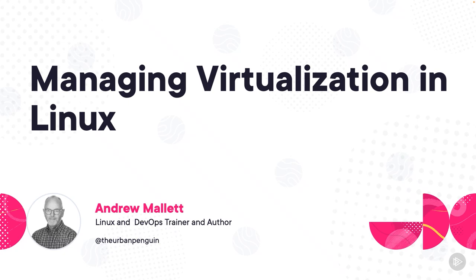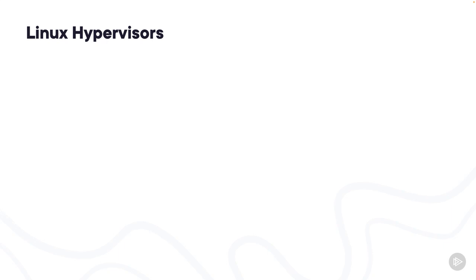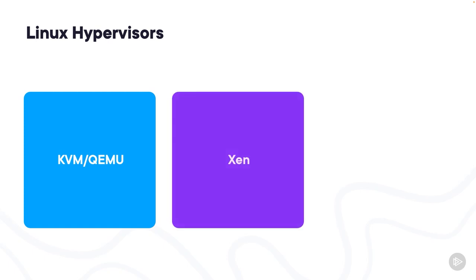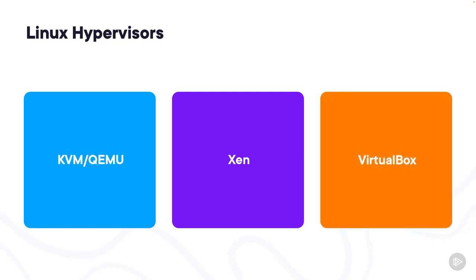My name is Andrew and I'll be leading you through the module where we take a look at managing virtualization in Linux. Now, of course, this is Linux, so there are many options for hypervisors. We'll be taking a look at KVM, but you also have Xen virtualization, Xen with an X. But commonly, people might also use tools such as VirtualBox. We're going to be concentrating on using KVM.